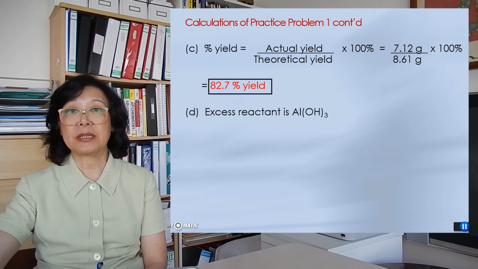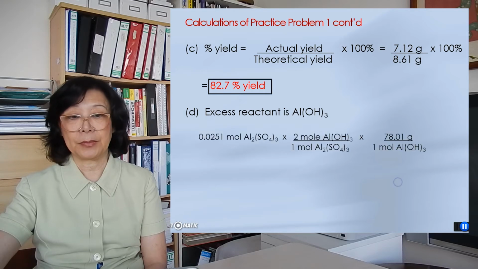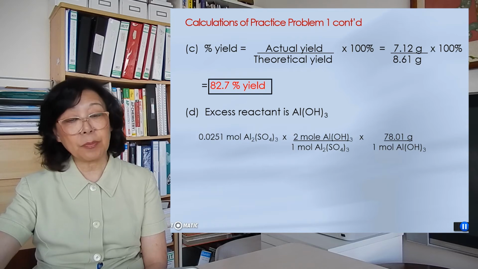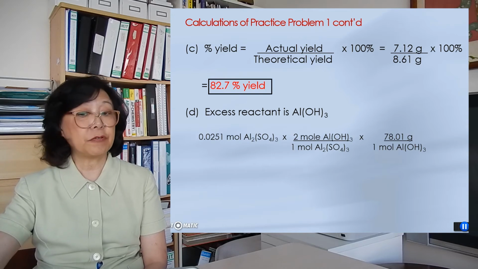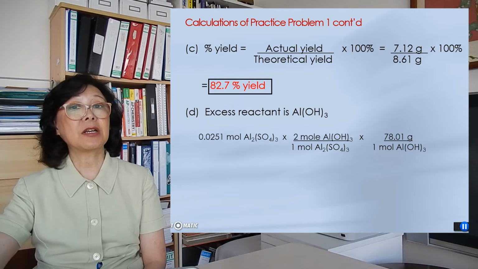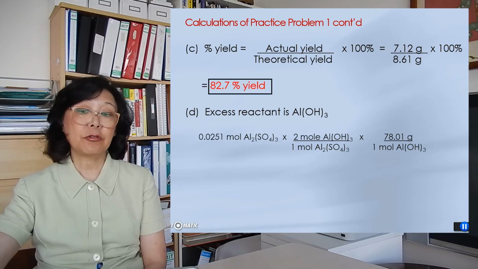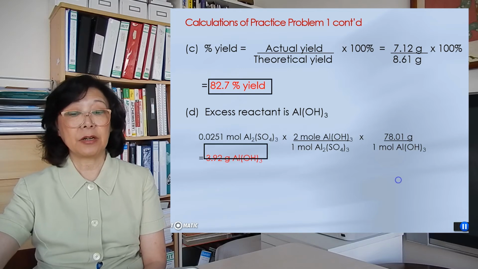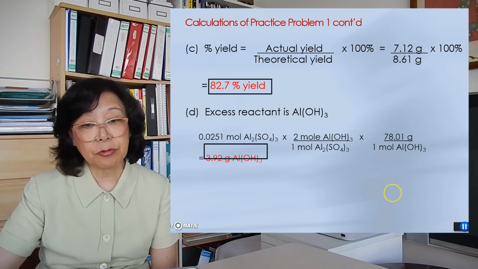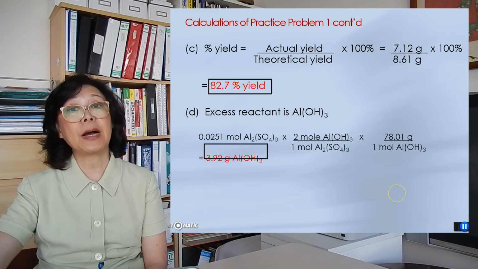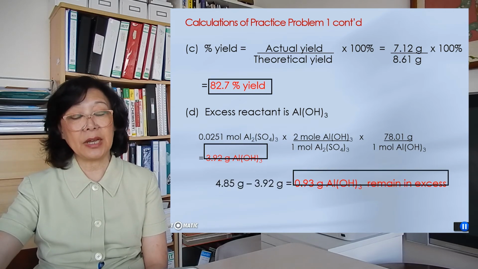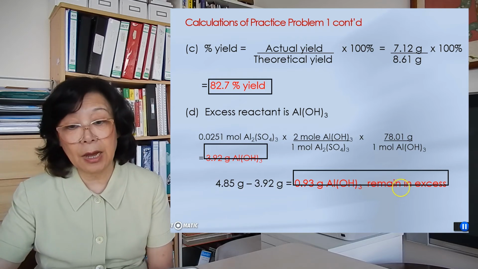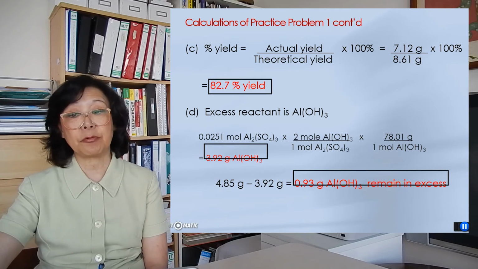Now the excess reactant is aluminum hydroxide. How do we determine how much is left over? We take the amount of product, in this case, 0.0251 moles of aluminum sulfate, and going backward, relating it to 2 moles of aluminum hydroxide, the excess reactant, and convert it into grams, and that is 3.92 grams of aluminum hydroxide. Now we can then subtract the 3.92 from the 4.85 grams. We actually have 0.93 grams of the excess reactant left.